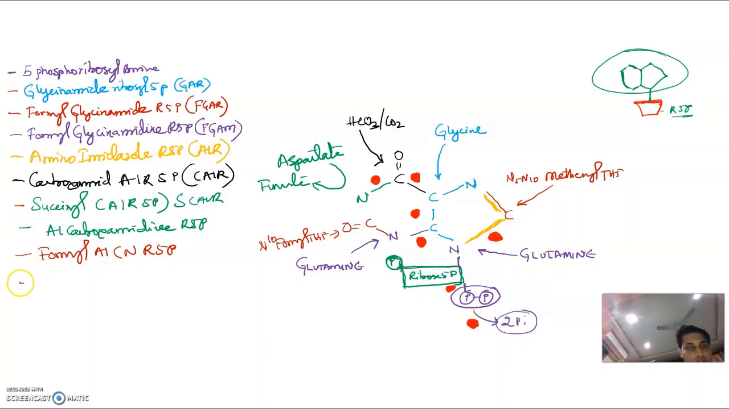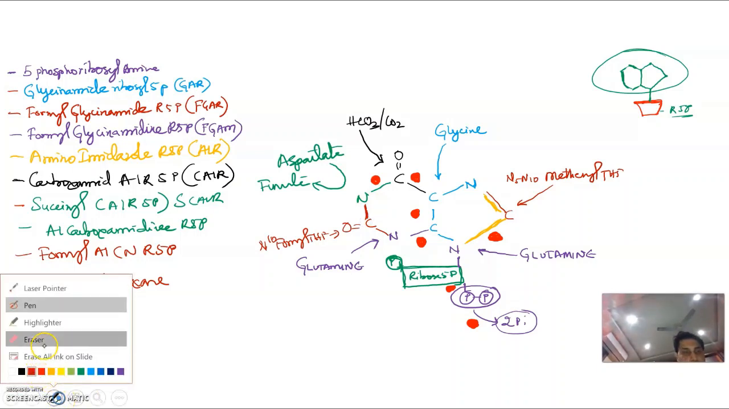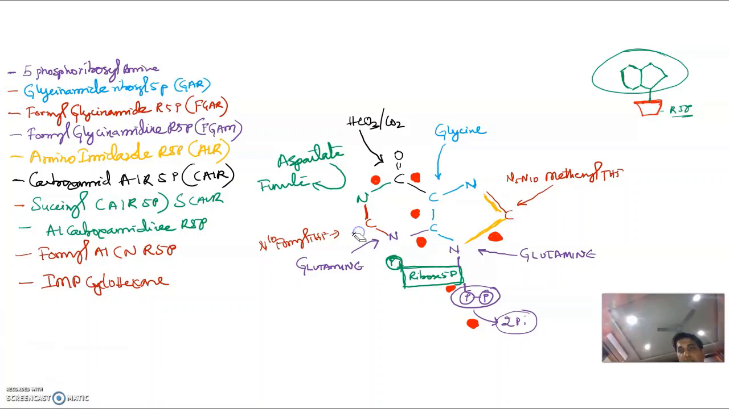And the final step, IMP cyclohydrolase, will complete this cycle, and it will form a complete purine ring, or inosine monophosphate.